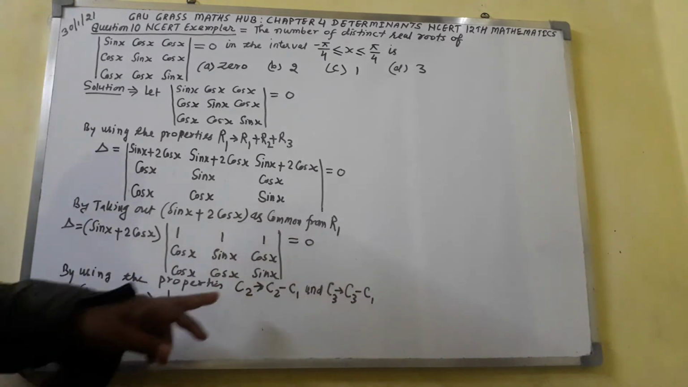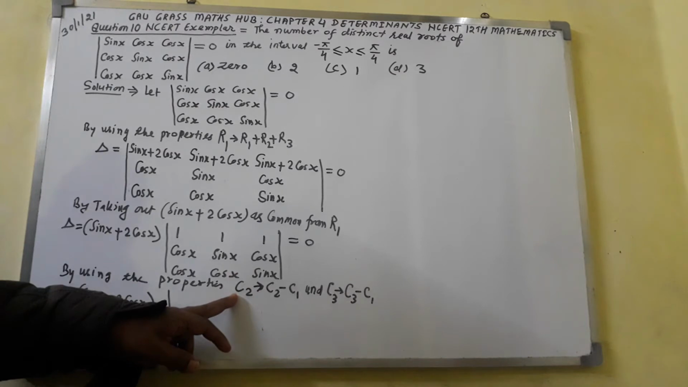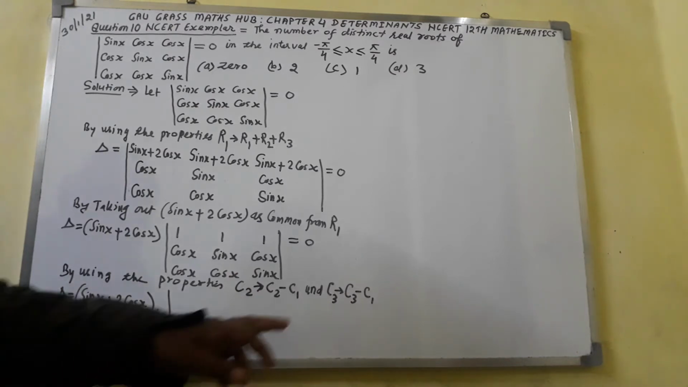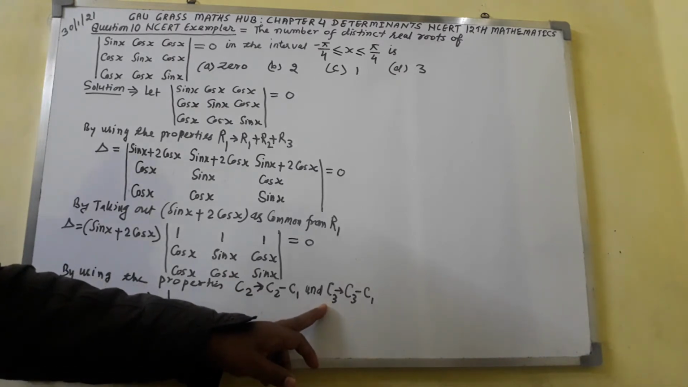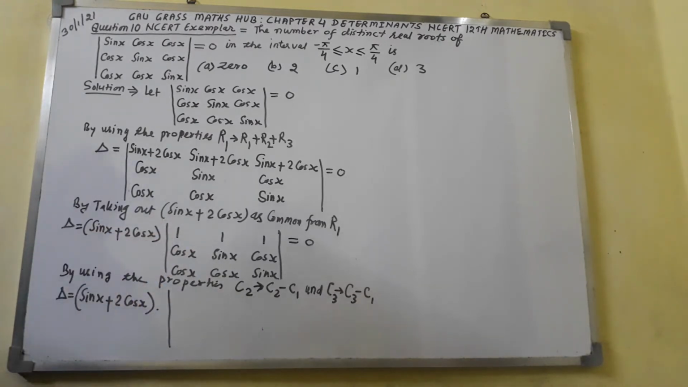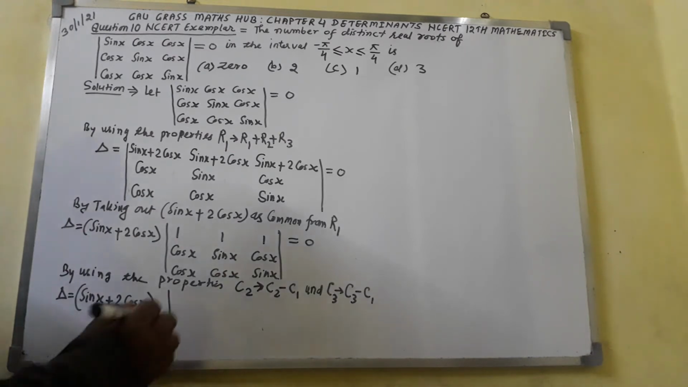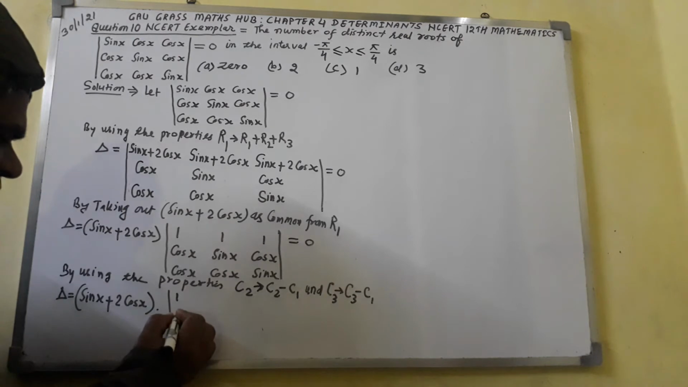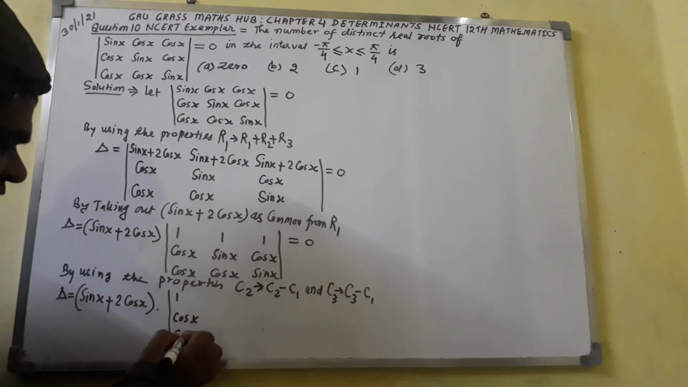C2 goes to, this means that changes will occur only in the second column, and here C3 goes to, this means that changes will occur only in the third column. There will be no changes in the first column. The first column will be written as it is. So here write 1, here write cos x, here write cos x.